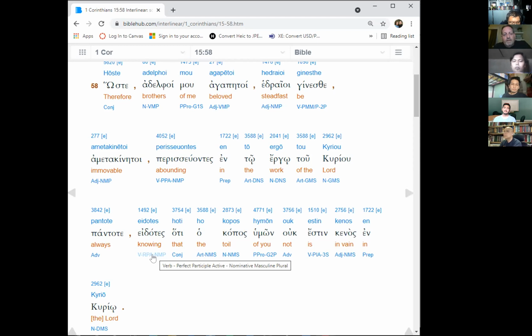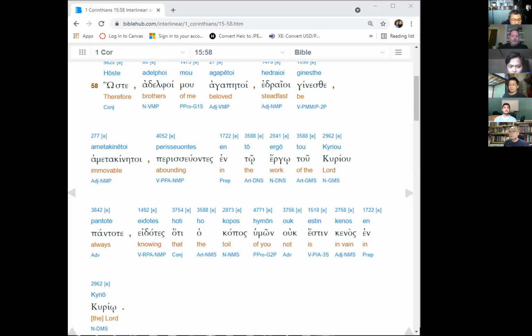Were you correct on that second one? Knowing, is that a participle? Yes, Pastor. And notice what kind of participle this is. It's a perfect tense, past action. It's really having known that the toil. So it's something they've known from the past, taking place before the action in the present of being these things. What is going to motivate that? How do we be steadfast, be immovable, be abounding? Well, it's because we have known that our toil is not in vain. Having that knowledge already is what will motivate us to be those characteristics.